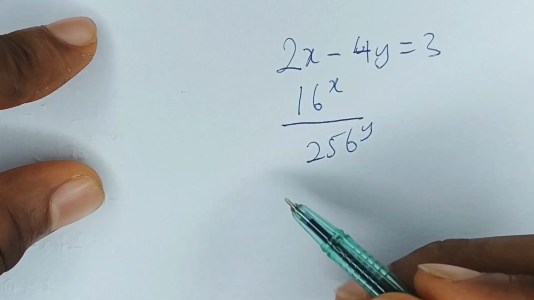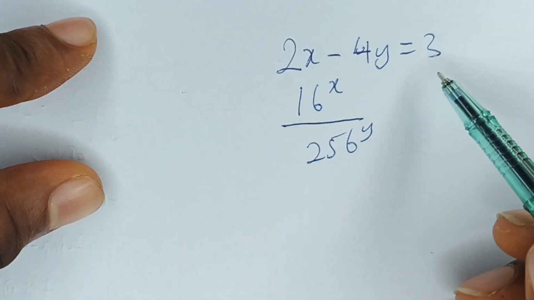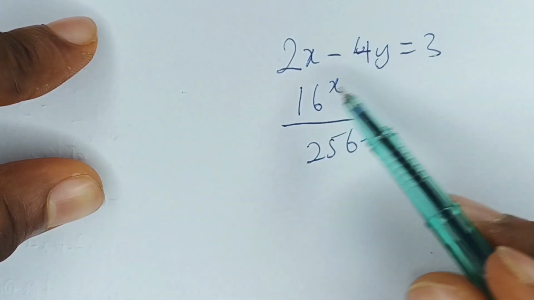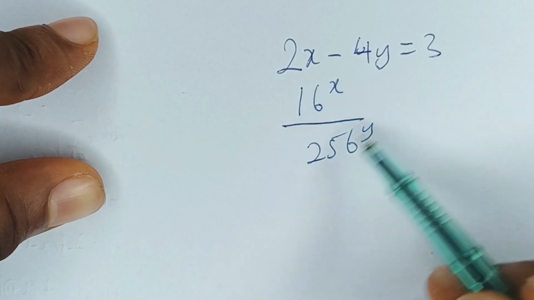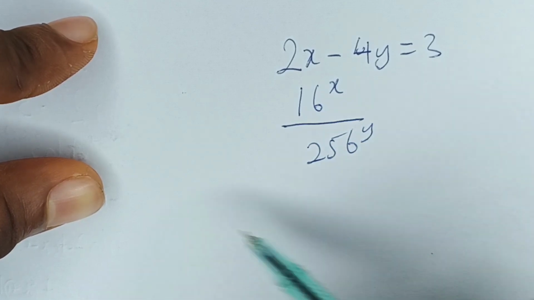Let's solve this equation together. It says 2x minus 4y is equal to 3, and we are required to find 16^x divided by 256^y.